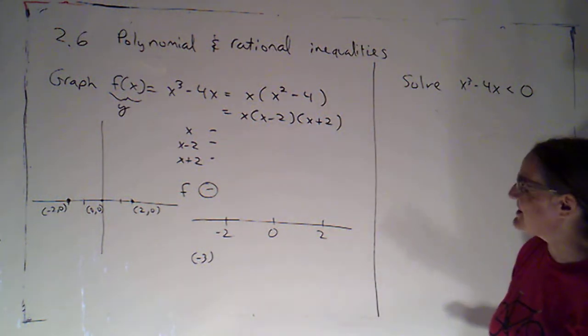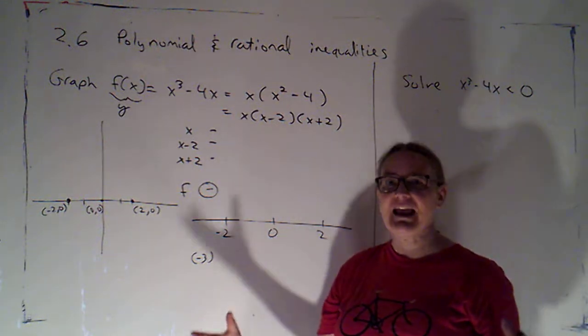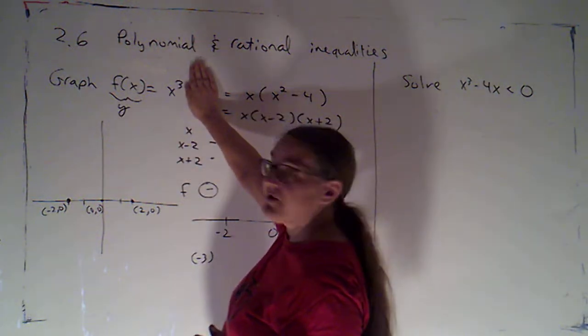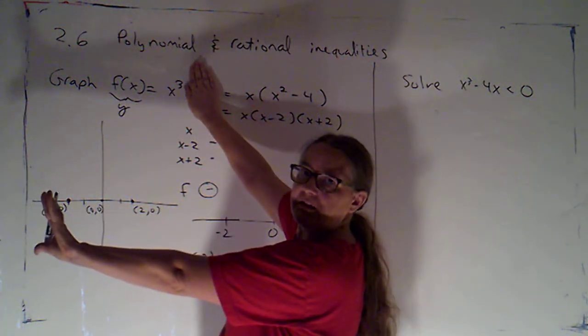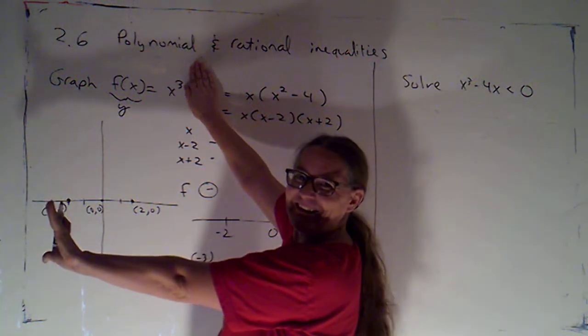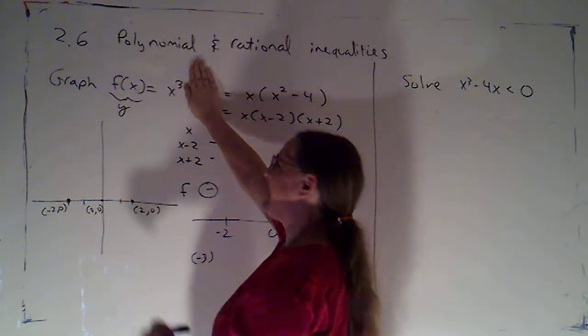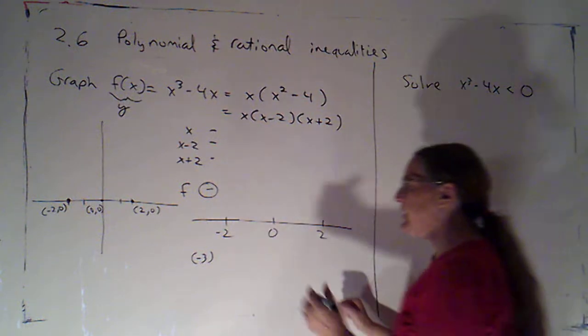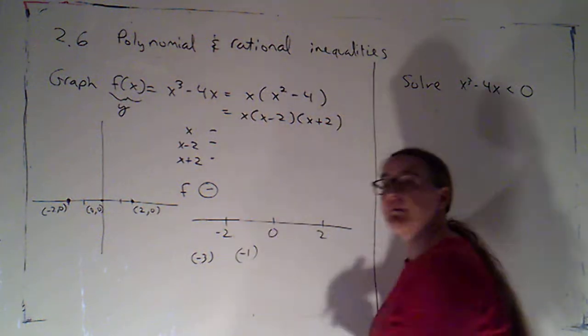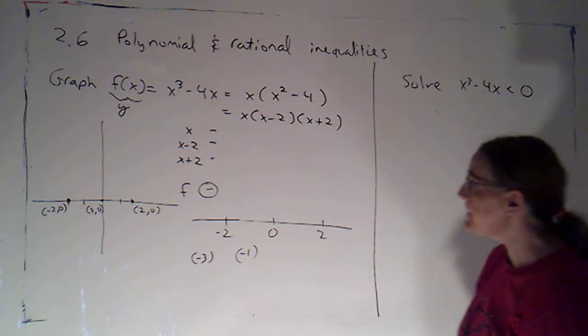I could also have determined that by looking at the end behavior of this, because it's dominated by a lead term of x cubed. As we go really far off to the left, this is going to do the same thing that x cubed does when we go far to the left, and that's going off to negative infinity. All right, between negative 2 and 0, I can pick a test number. I'm going to pick negative 1.